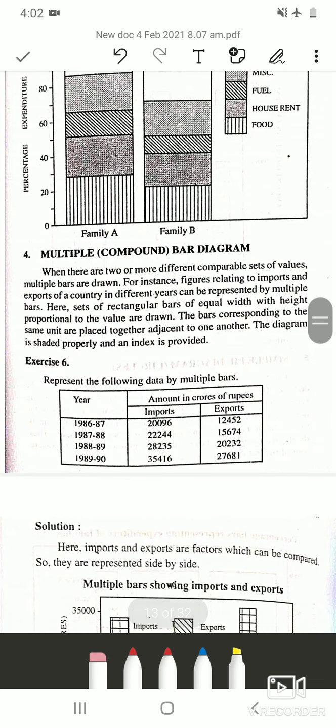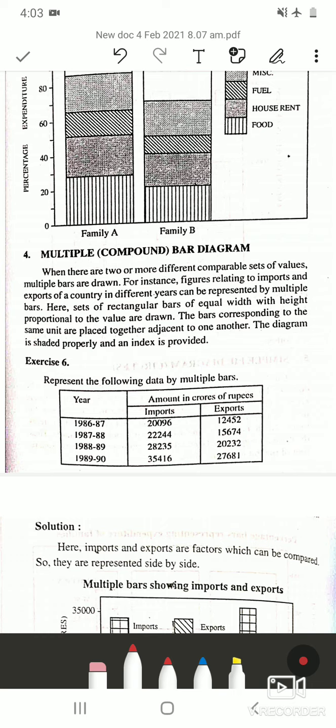The next type of bar diagram is multiple or compound bar diagram. We use multiple or compound bar diagram when there are two or more different comparable sets of values. For instance, figures relating to imports and exports of a country in different years can be represented by multiple bar diagrams. Here sets of rectangular bars of equal width and height proportional to the value are drawn. The bars corresponding to the same unit are placed together adjacent to one another. The diagram is shaded properly and an index is provided.